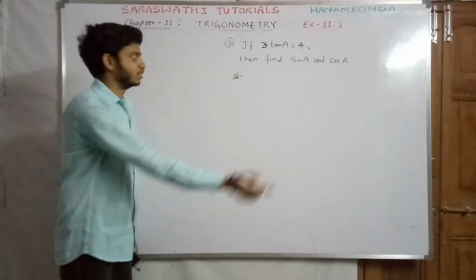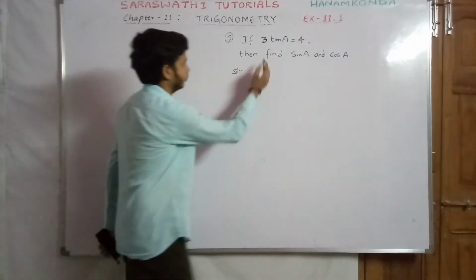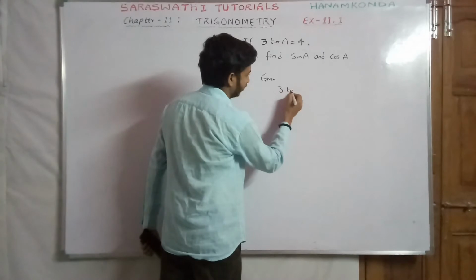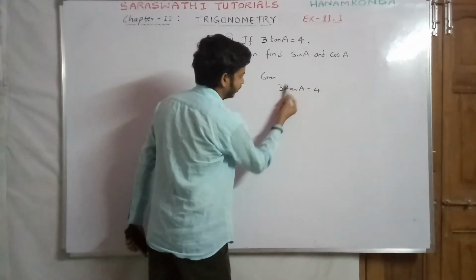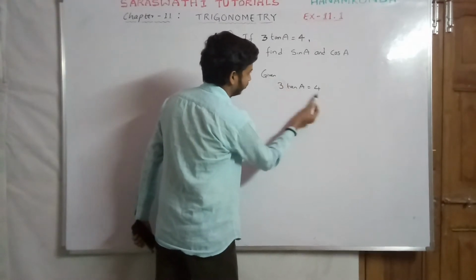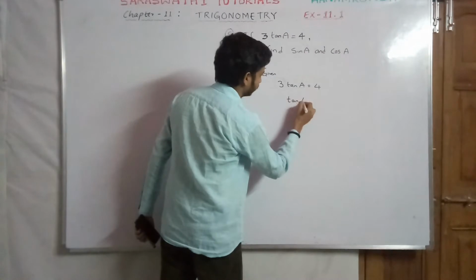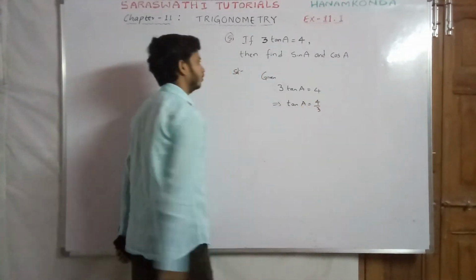So the next question is, if 3 tan A equals 4, then find sin A and cos A. Okay, so write the given data first. Given that 3 tan A equals 4. Here 3 is multiplied with tan A, so 3 will get divided with the right side term, that means tan A equals 4 by 3. It implies that tan A is equal to 4 by 3.